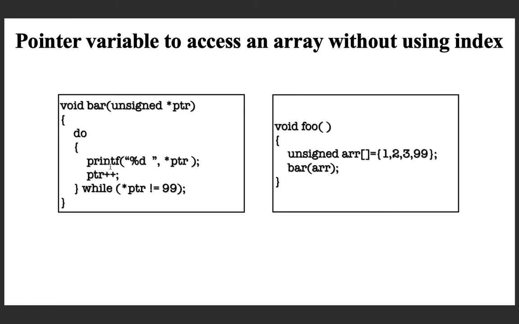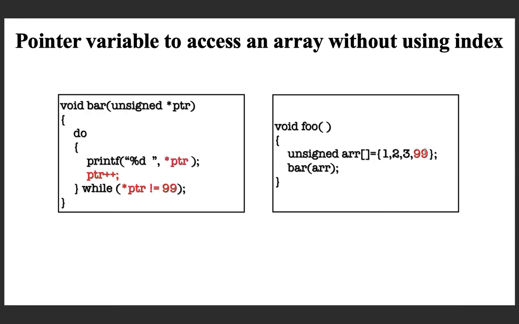Then I am incrementing PTR. So what will it do? It will make the pointer point to the next element, so the address of 2. Then I am printing star PTR, which means I will print 2, 3 and 99. It goes like that. And here you note that this is just an example, not a good programming style, because here I am doing it until the content becomes 99. Star PTR is the content.